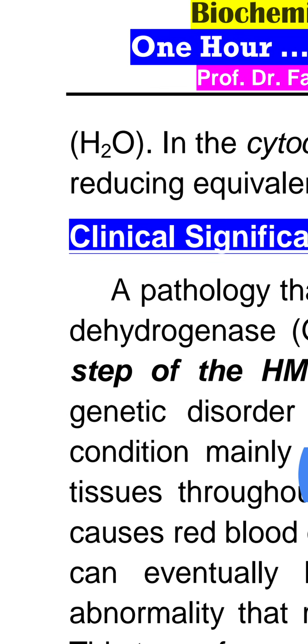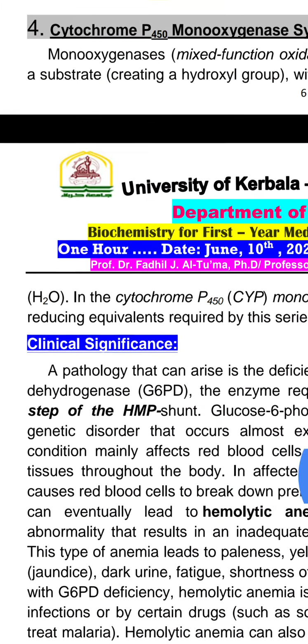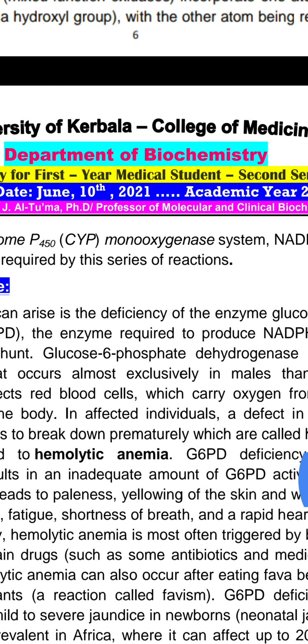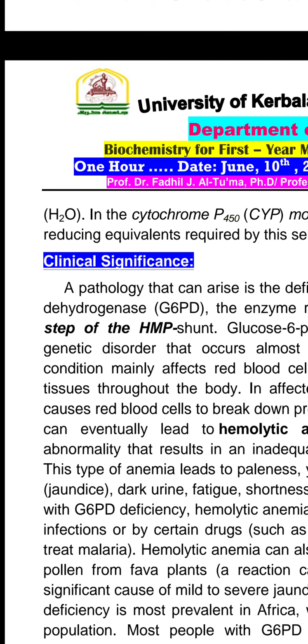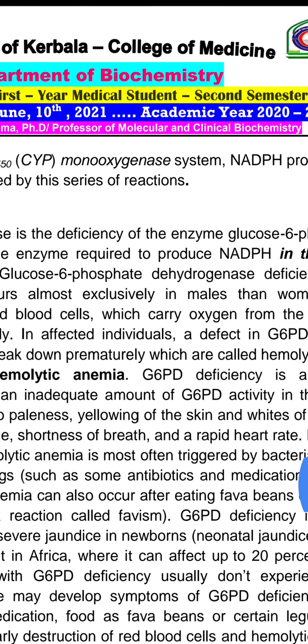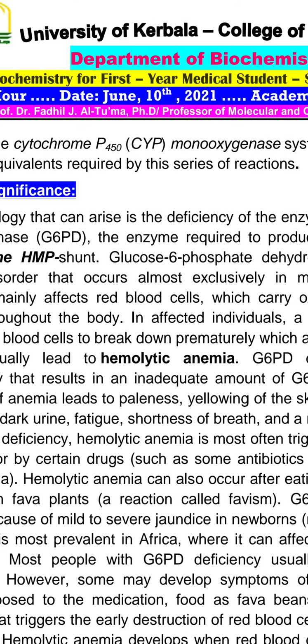Clinical significance of HMP shunt: the pathology that can arise in the deficiency of the enzyme G6PD اللي هو rate limiting enzyme or rate limiting step. هذا الانزيم بعض الحالات المرضية نلاحظ the activity of this enzyme reduced or decreased، وقد يصل إلى 0 وإلى 10% من التوتال enzymatic activity of G6PD.